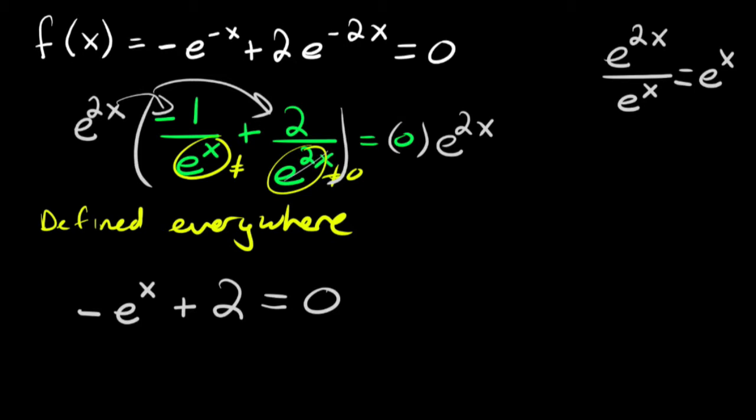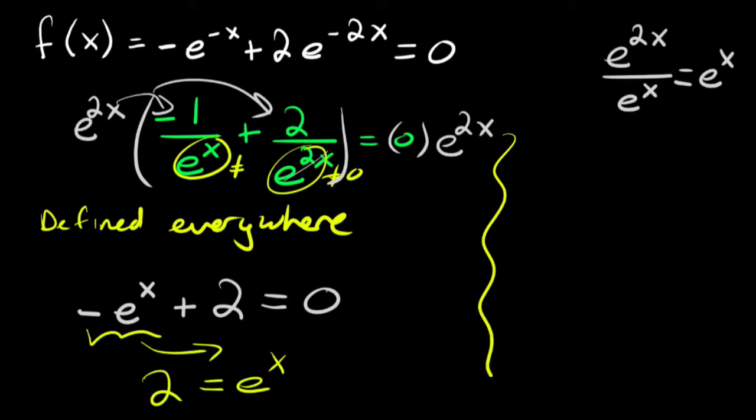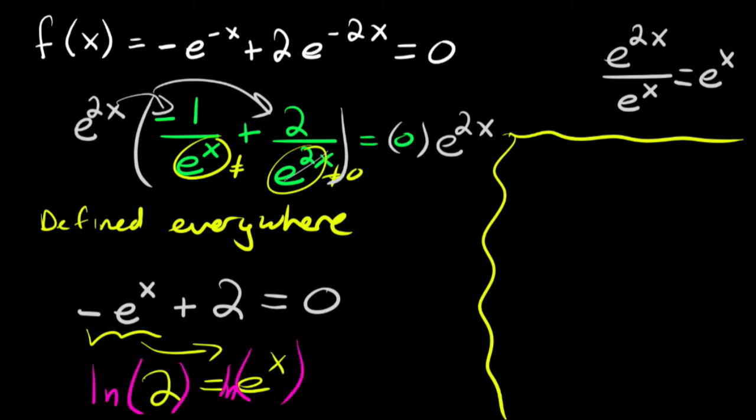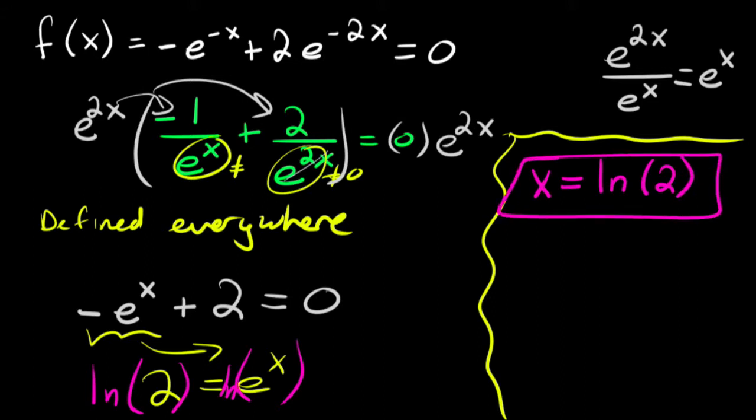Okay, and then let's just bring this guy over to the right side, and that's going to give us 2 equals e to the x. And then to finish this guy off, either take the log of both sides or use the definition of the logarithm to get that x is going to equal the natural log of 2. And so that's where the zero is.